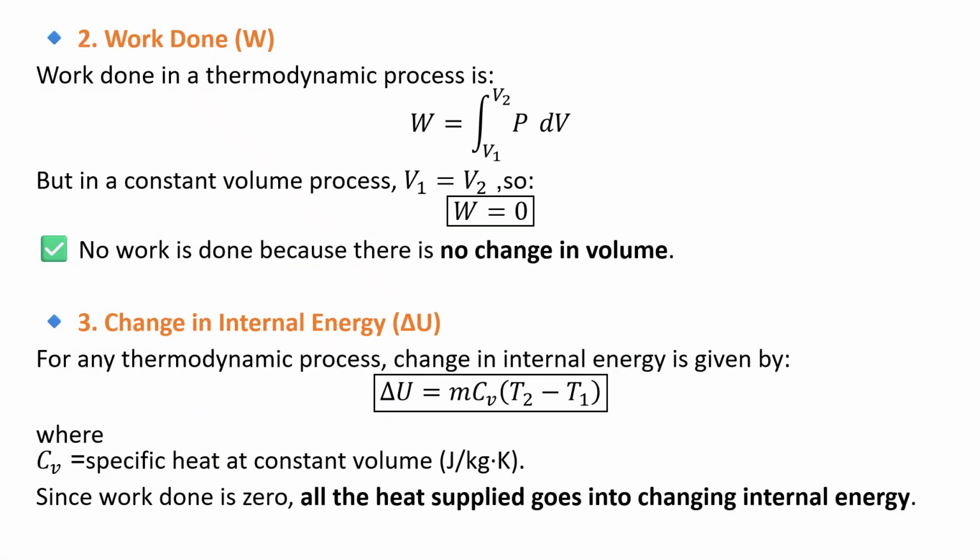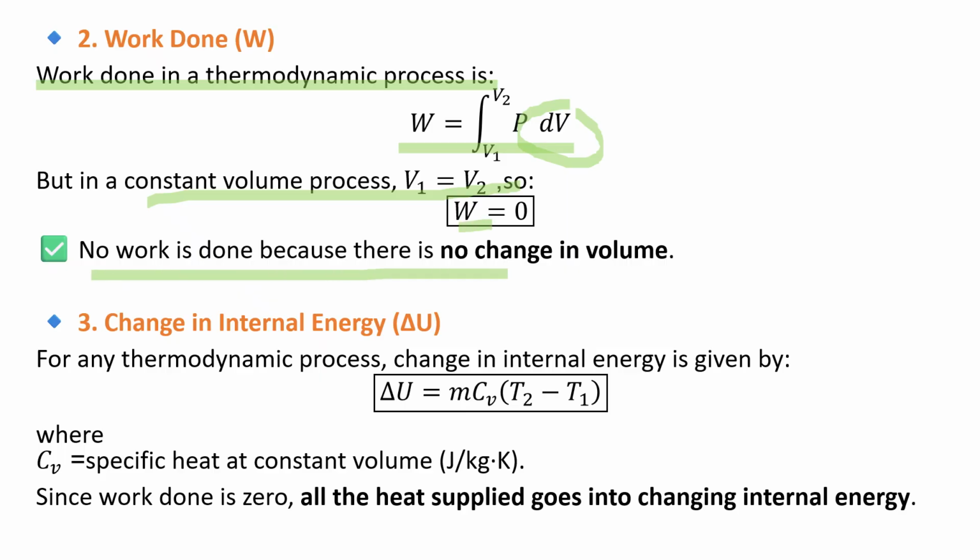Now we have to find out work done. We know work done is the integration from initial volume V1 to final volume V2 of P dV. But as it is a constant volume process, the change in volume is 0. So V1 equals V2, dV is 0, so W is 0. No work is done because there is no change in the volume. So the W part is 0.